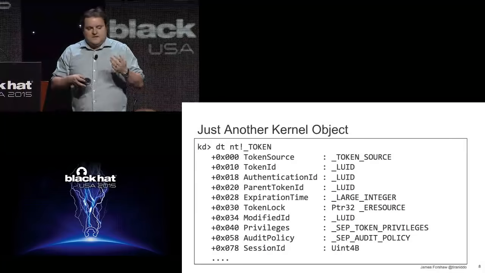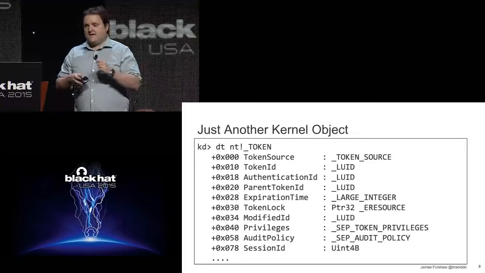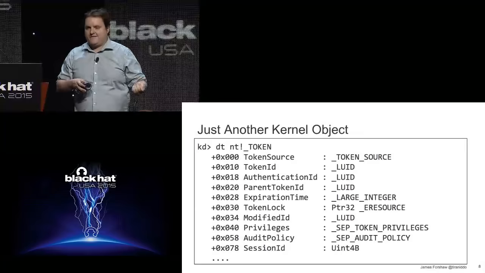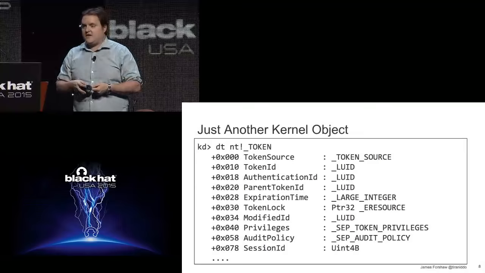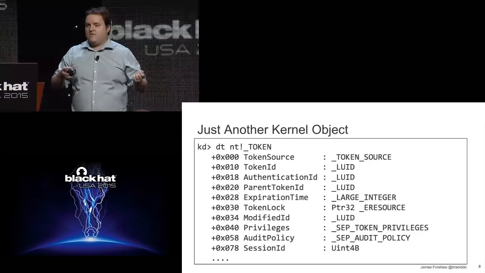But fundamentally, your access token's just another kernel object. It's just another allocated structure in kernel memory, which has some values in it. And obviously, it has a similar association with all other types of kernel objects, including that it can actually be securable. It can have its own security descriptor and access control list, which defines who can access that token information.